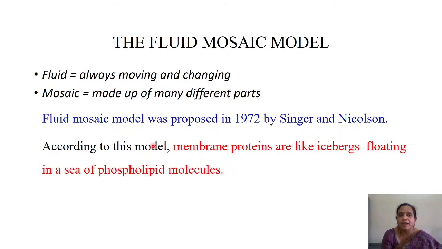Now, we learn a little bit about what this fluid mosaic model is. Fluid means the one that always changes, you call it a fluid. Mosaic means a beautiful arrangement of different colors. Mosaic we understood because when you look from the surface, you see multiple colors because it has multiple components. Now, why do we call it a fluid? This was given by Singer and Nicolson. According to this model, membrane proteins are like icebergs floating in the sea of phospholipid molecules. That is what we have seen in the previous diagram.